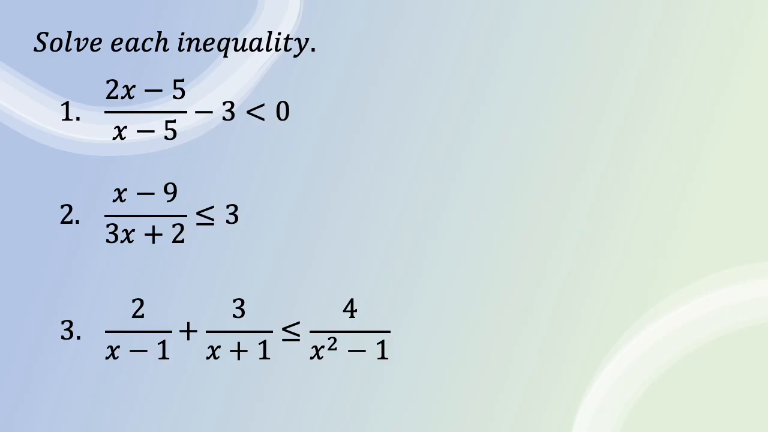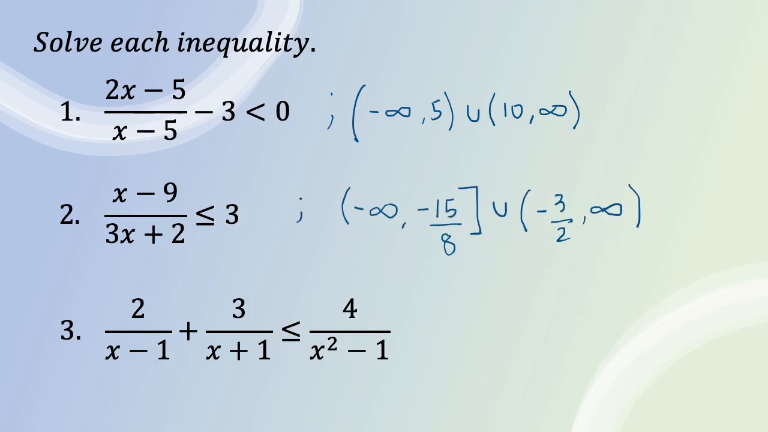Okay, so go ahead and pause this video if you want to try the problem. Okay, so let me show you the answer. So the answer for number 1 is from negative infinity to 5, union from 10 to positive infinity. Answer number 2, from negative infinity, including 15 over 8, so that's closed interval, union with open interval negative 3 halves to positive infinity. And then lastly, for number 3, we have from negative infinity to negative 1, which is also written in open interval.